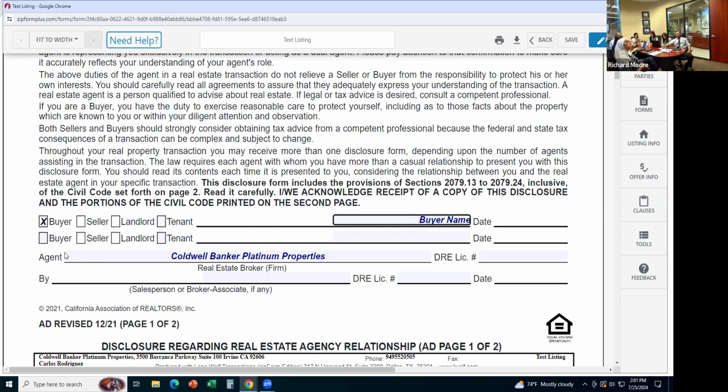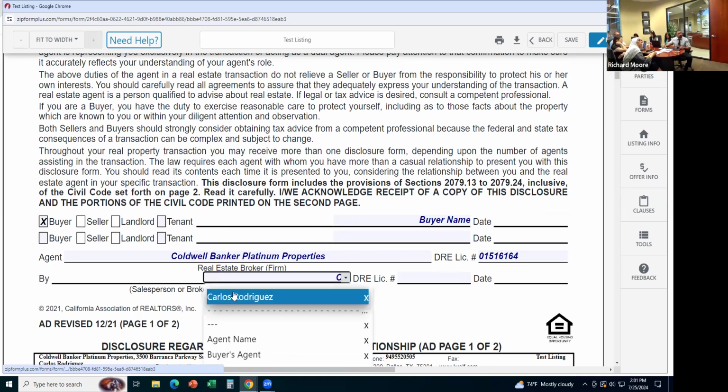And then you enter as agent, Coldwell Banker Platinum Properties, and the company DRE number, which is 01516164. Again, that's 01516164. And then you're the agent, so the buyer's being represented by you.